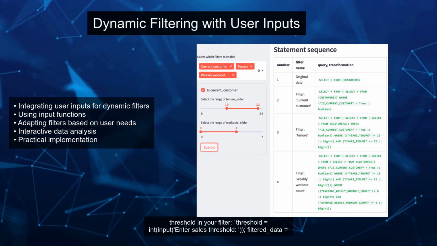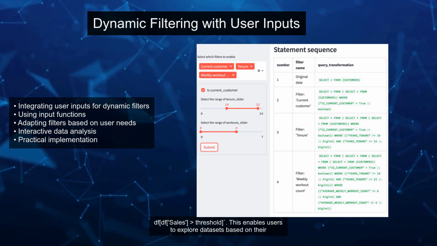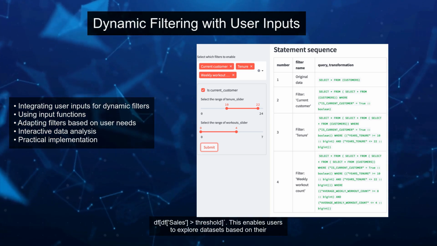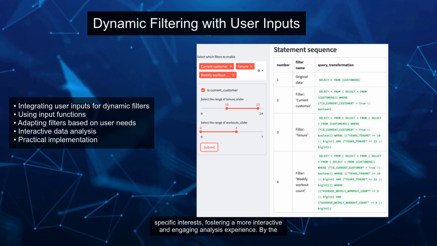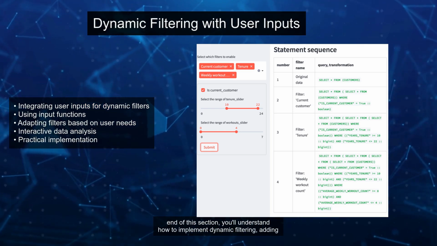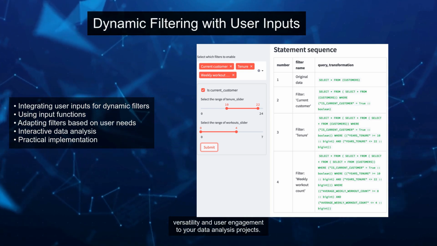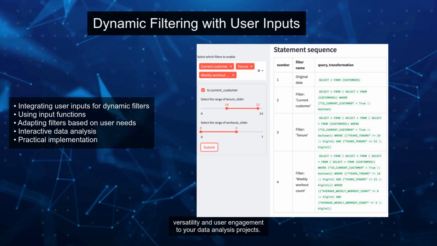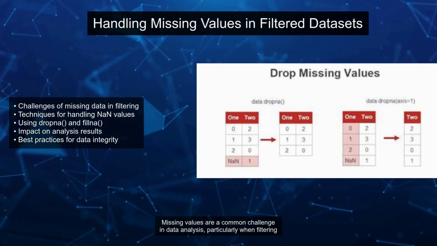threshold = input('Enter sales threshold'), filtered_data = df[df['sales'] > threshold]. This enables users to explore datasets based on their specific interests, fostering a more interactive and engaging analysis experience. By the end of this section, you'll understand how to implement dynamic filtering, adding versatility and user engagement to your data analysis projects. Missing values are a common challenge in data analysis, particularly when filtering datasets.